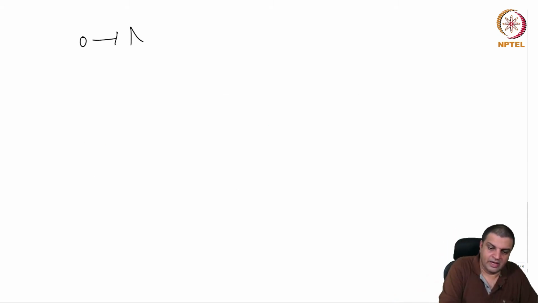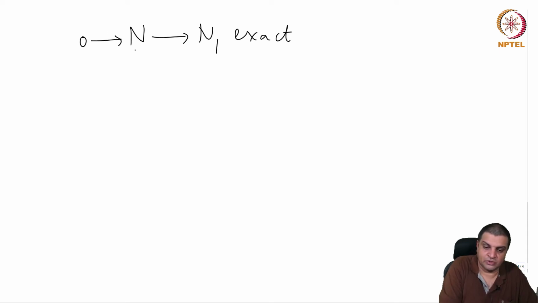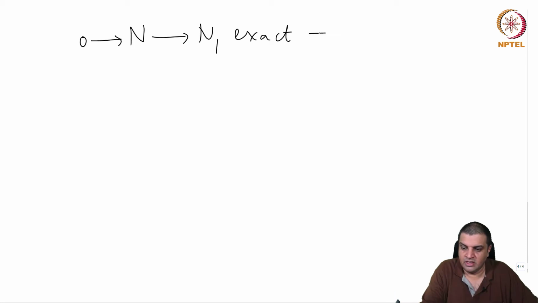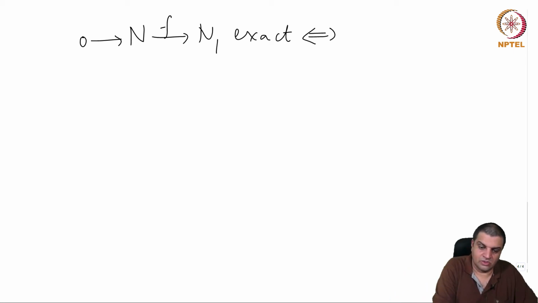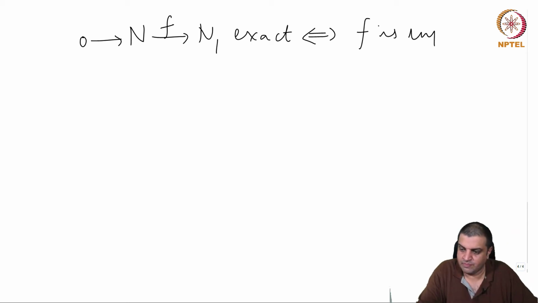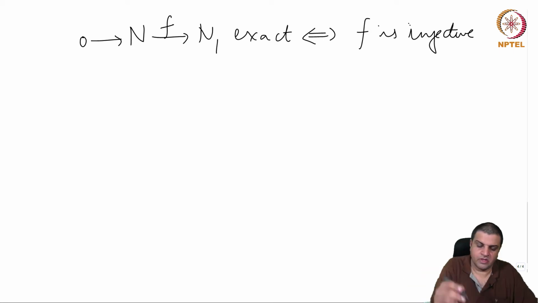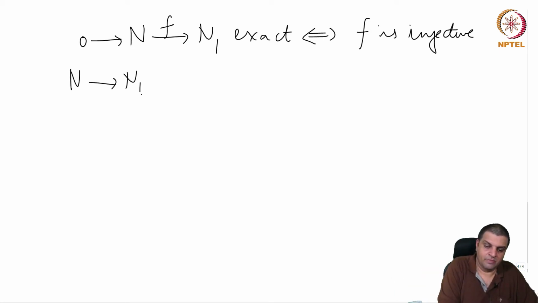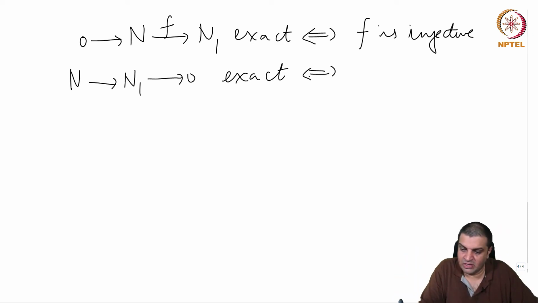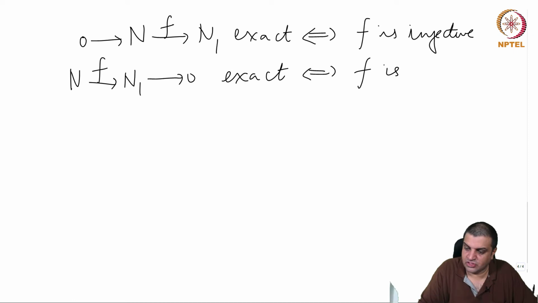So 0 to N to N1 exact means it's exact at this point, because that's the only place where there's a map coming in and going out, if and only if, let's call this map F, there's a unique map from 0, this is the 0 map, if and only if F is injective. Similarly, N to N1 to 0 exact, again exact at the middle, that's the only place where the question makes sense, if and only if, again let's call this map F, F is surjective.